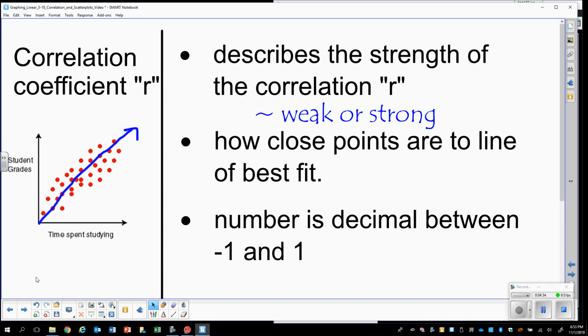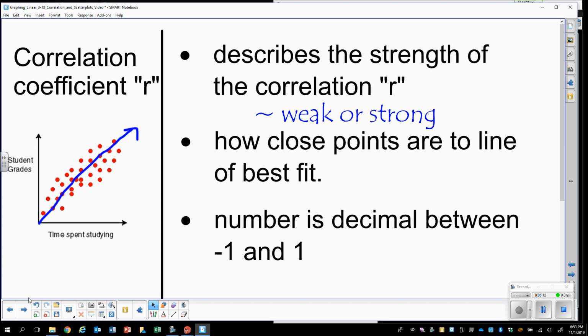And there's this thing called the correlation coefficient, and the variable that we use to represent correlation coefficients is called an R. What this tells us is how weak or strong our correlation is. It tells us how close these points are to our line of best fit. If you recall from previous studies of scatterplots, this line of best fit is the line that goes through the central part of your data. And so what your correlation coefficient does is it tells you how close those points are to the center part of your data.